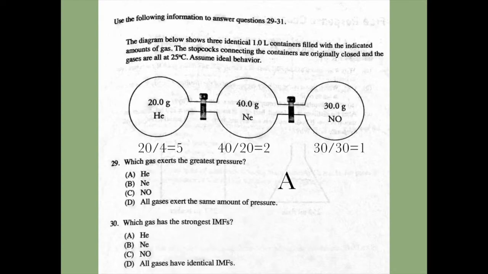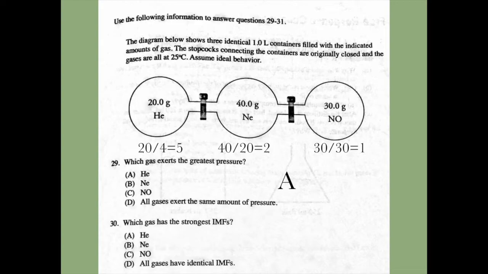For 30, it says, which gas has the strongest intermolecular forces? Now, I've got to admit, when I did this problem at first, I got it wrong. Because I said, well, obviously helium and neon only have London dispersion forces. Nitrogen monoxide is polar, therefore it has dipole-dipole attractions. My answer is NO. That was easy enough. Here's the problem, and they trick you. You've got to read the directions at the very top of the page. The very last sentence says, assume ideal behavior. This is a mean question.